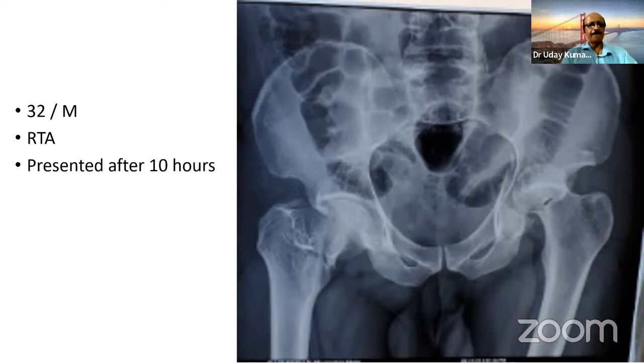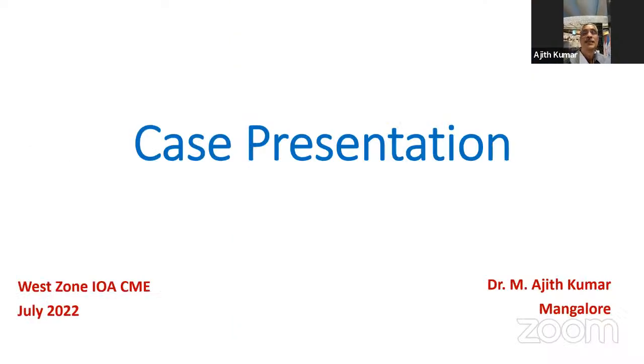So this is a 32-year-old male who presented to us following an RTA. Of course, as you can see, there are problems in both the hips. The right hip has a vertical shear fracture of the neck of femur. Can the X-ray come up? Next slide, please. Can you click on for the next slide, Dr. Kale?